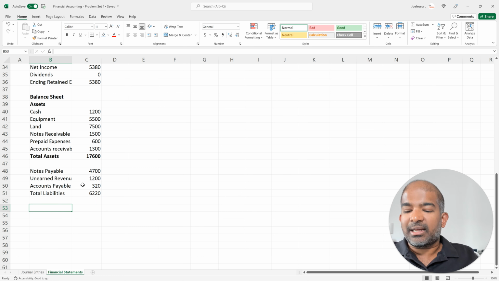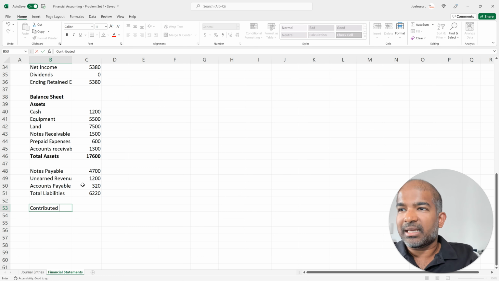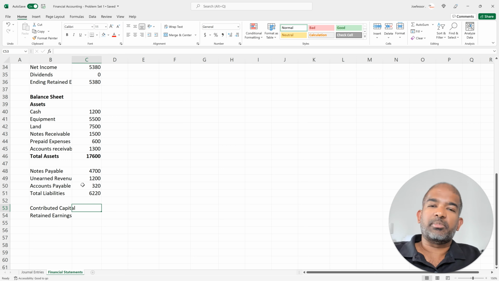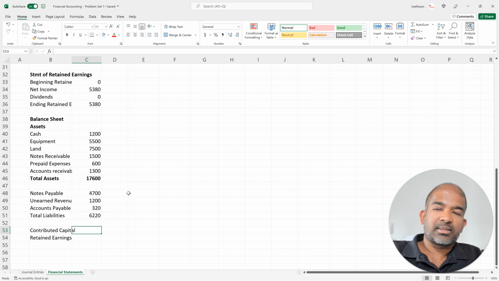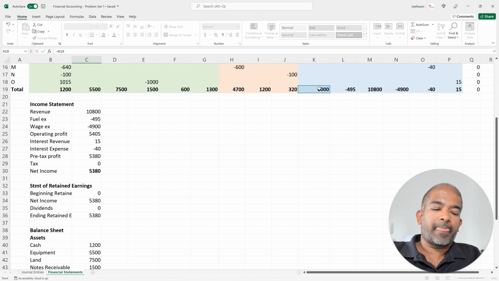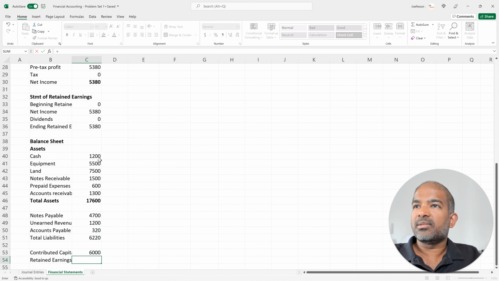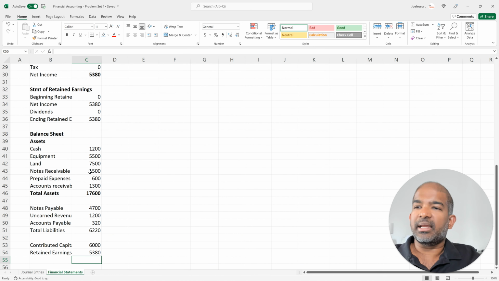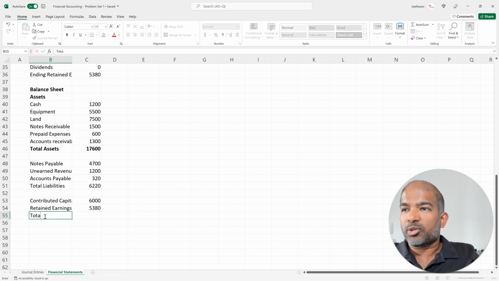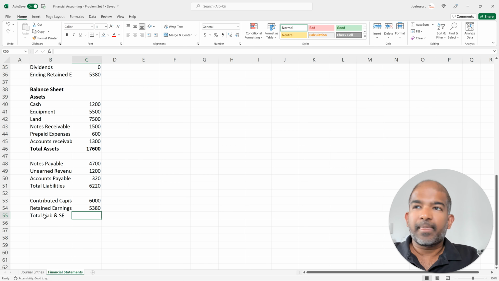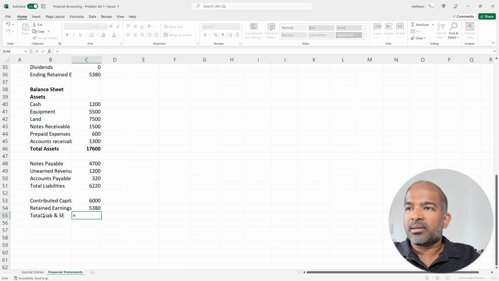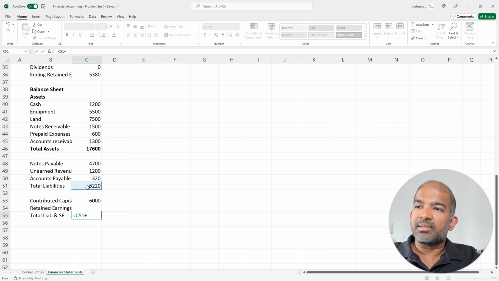Okay, then for shareholders' equity, we have contributed capital, and we can use the retained earnings we've calculated. Instead of showing all our revenues and expenses separately, we can just show our retained earnings. Contributed capital is 6,000. Retained earnings we've calculated here is 5,380. So now the total liabilities and stockholders' equity together is equal to the total liabilities plus the contributed capital and the retained earnings.